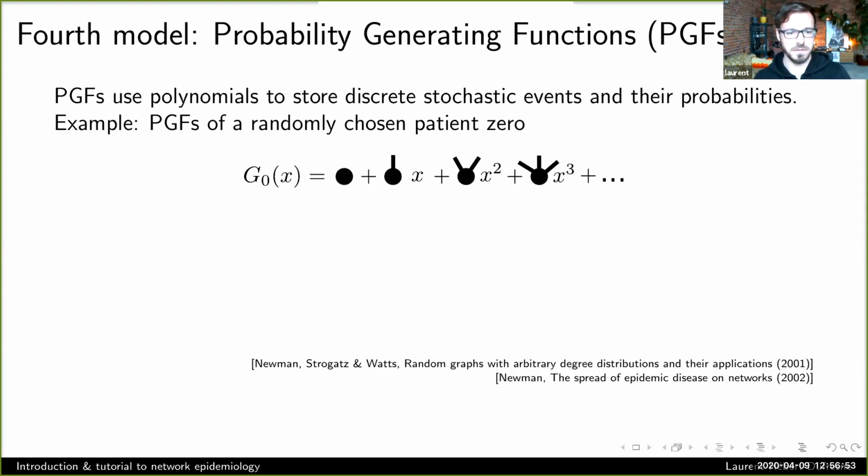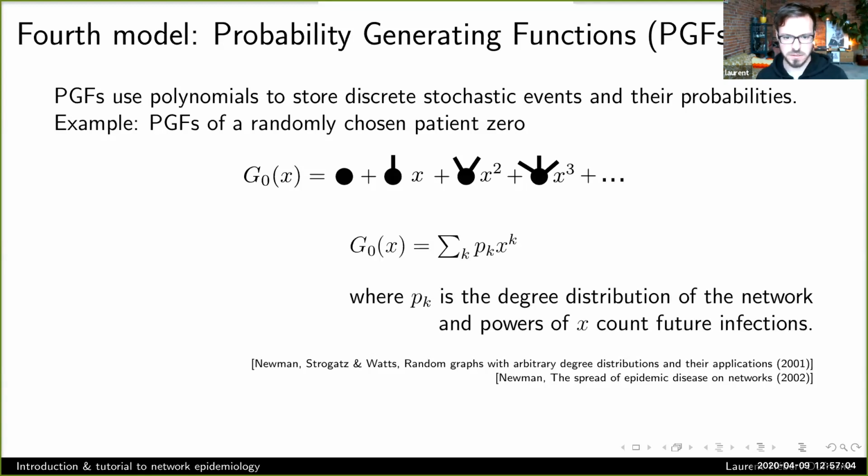The coefficient in front of x is just the probability of having 1 contact. So here I'm just drawing the little network motifs that I'm talking about. And in front of x squared is the probability of having 2 contacts. So it's just the sum over my degree distribution p_k of x to the kth power.